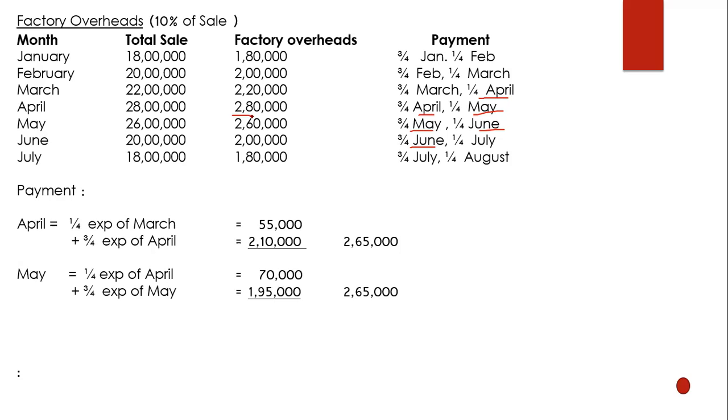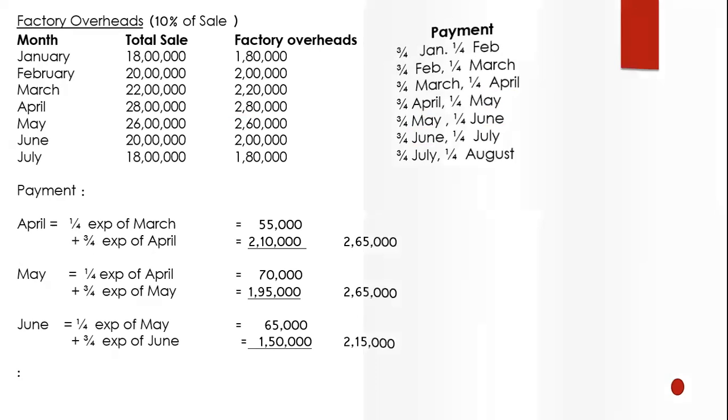In May, 1/4 expense of April is equal to 70,000. 3/4 expense of May is equal to 1,95,000. So total will be 2,65,000. In June, 1/4 expense of May is 65,000 and 3/4 expense of June is 1,50,000. So 2,15,000 is total. Okay. So now almost we are having all the expenses, collections and everything. So we can now make our cash budget.